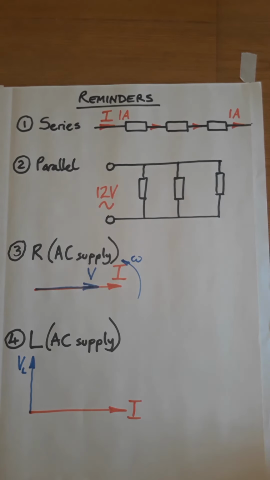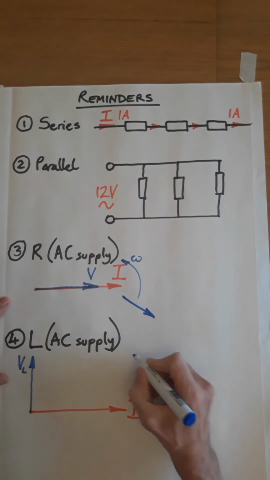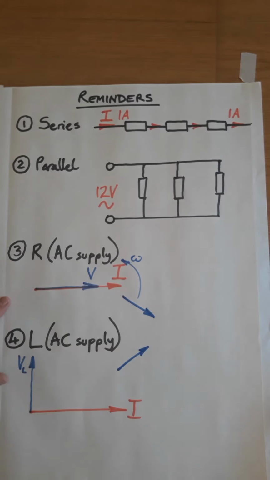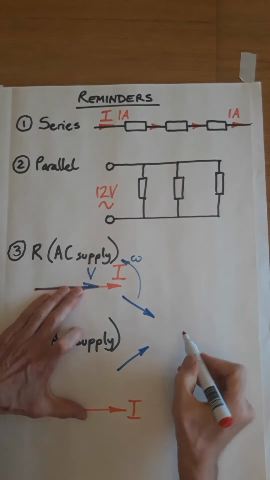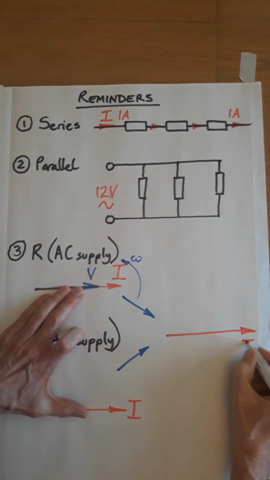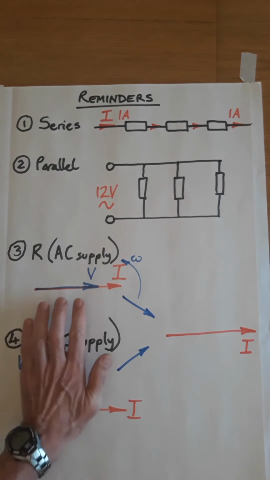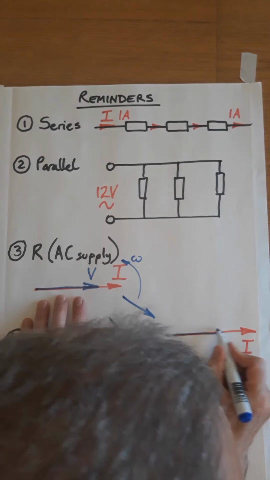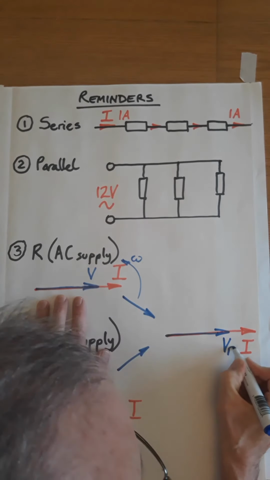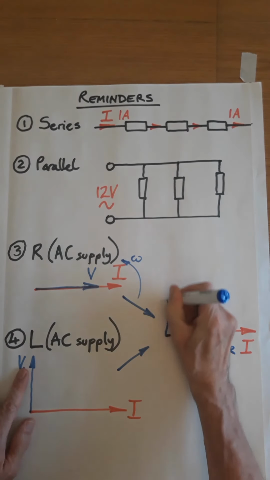In the next part of our work, we're going to bring these two together, and we're going to consider a resistor and an inductor in the same circuit. So the current will be the first thing that we'll draw. There's the current, which will be the same through both of them. We're then going to do the voltage across the resistor. And then we're going to do the voltage across the inductor.